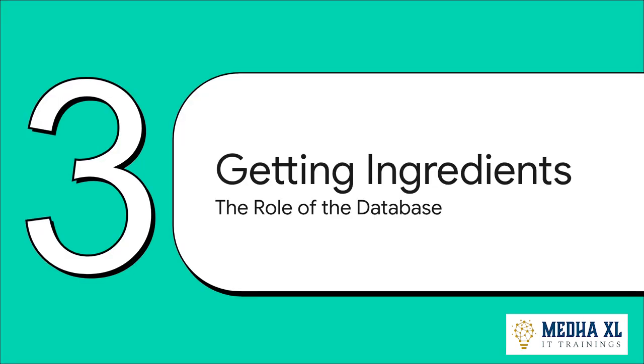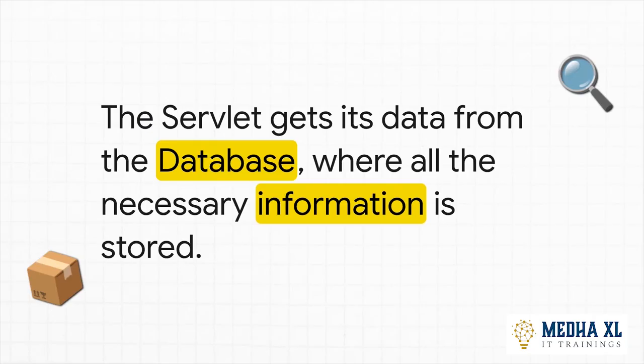All right, so our chef is all fired up and ready to cook. But what's a chef without ingredients? Where does the servlet get all the specific info it needs to make your page? The answer is the database. Simple as that. If you ask for your user profile, all that info, your name, your purchase history, everything, is all neatly stored away in a database.